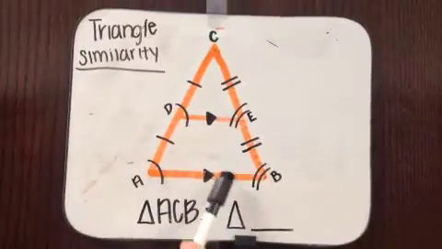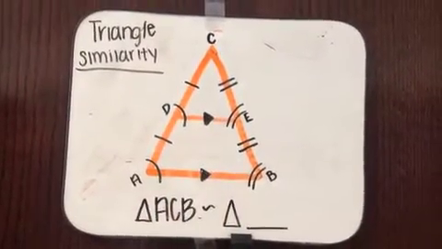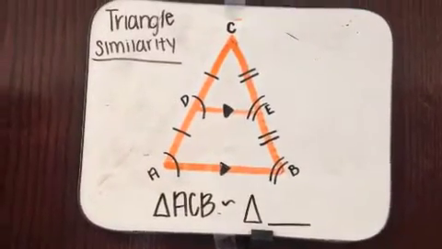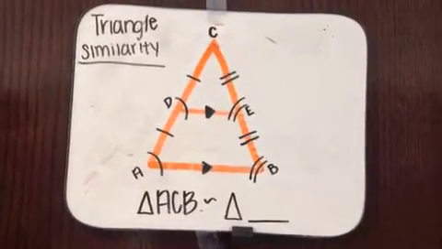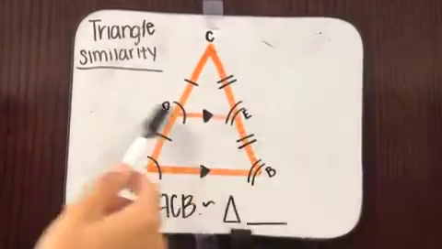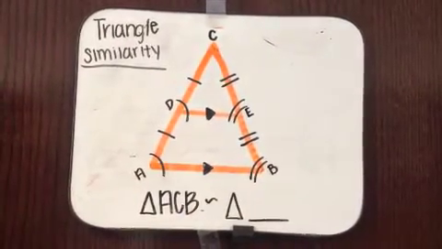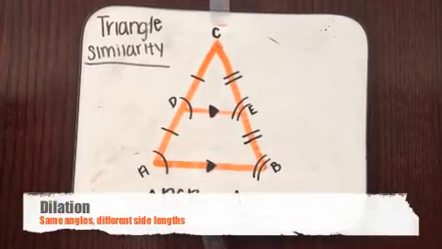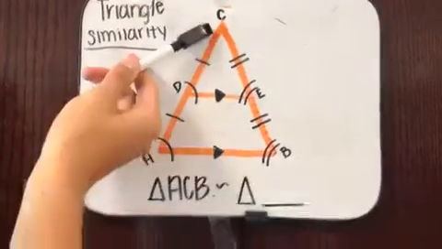side, shown by the triangles. The mid-segment is half of the third side. So the small triangle is half of the whole triangle. This means it is a dilation.